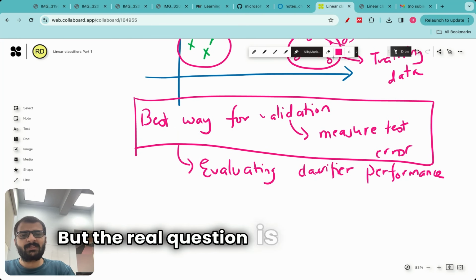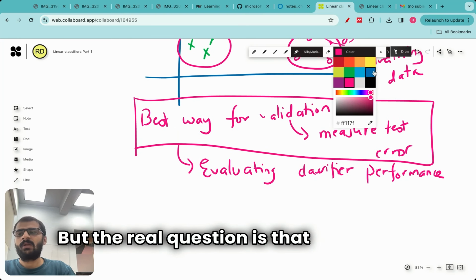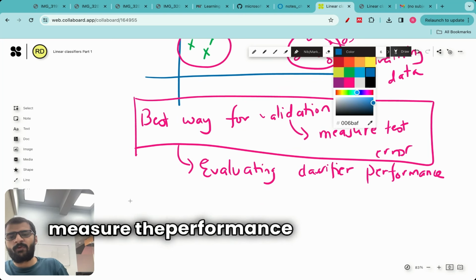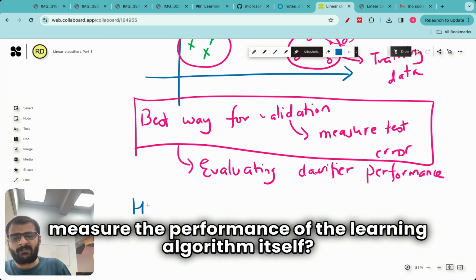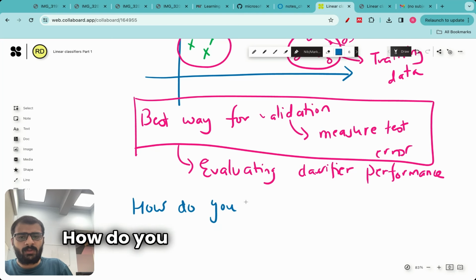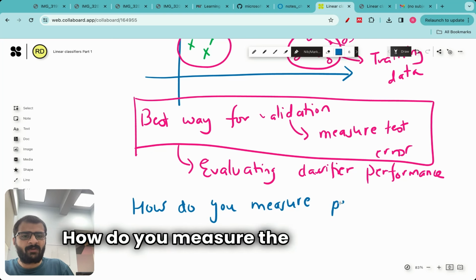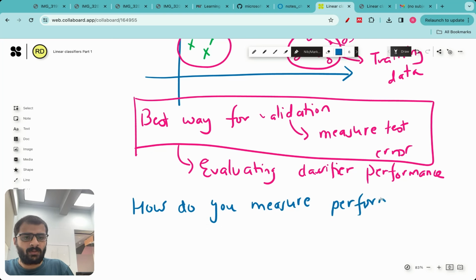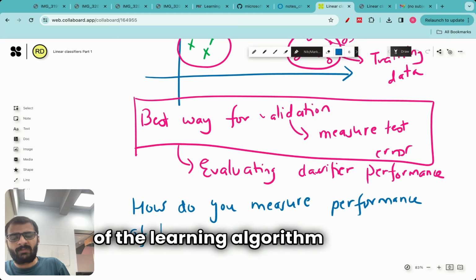But the real question is, how do you measure the performance of the learning algorithm itself?